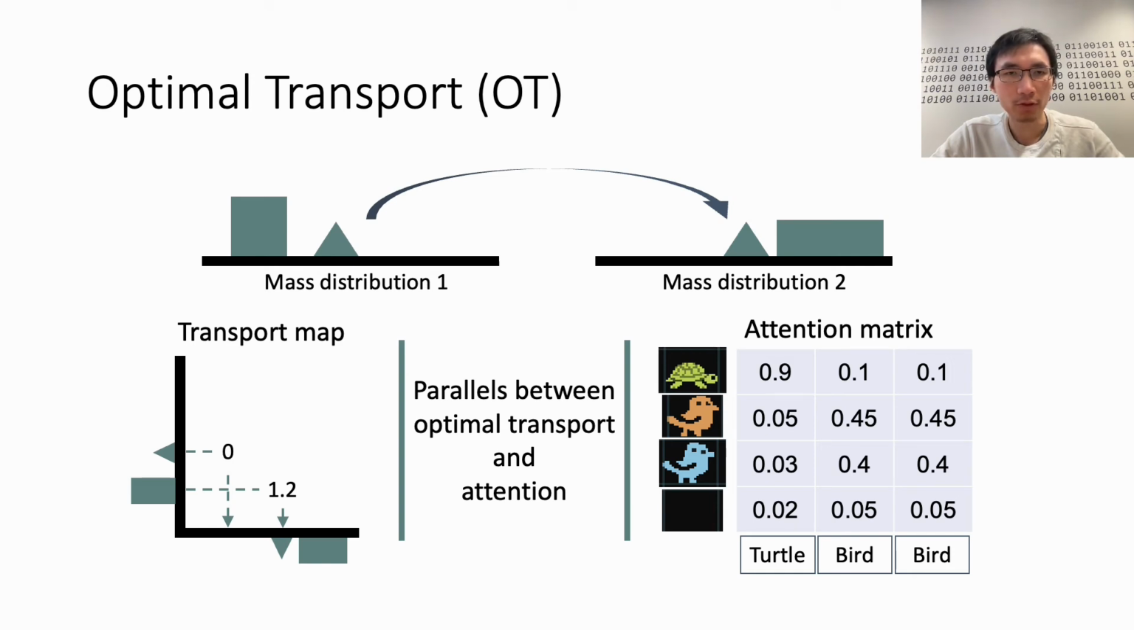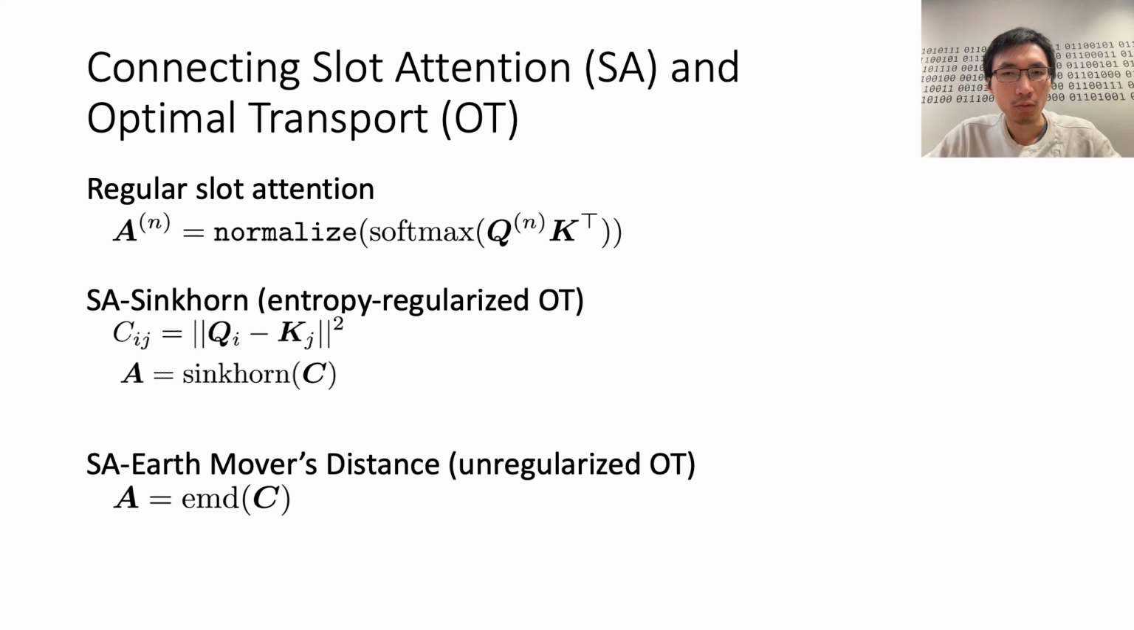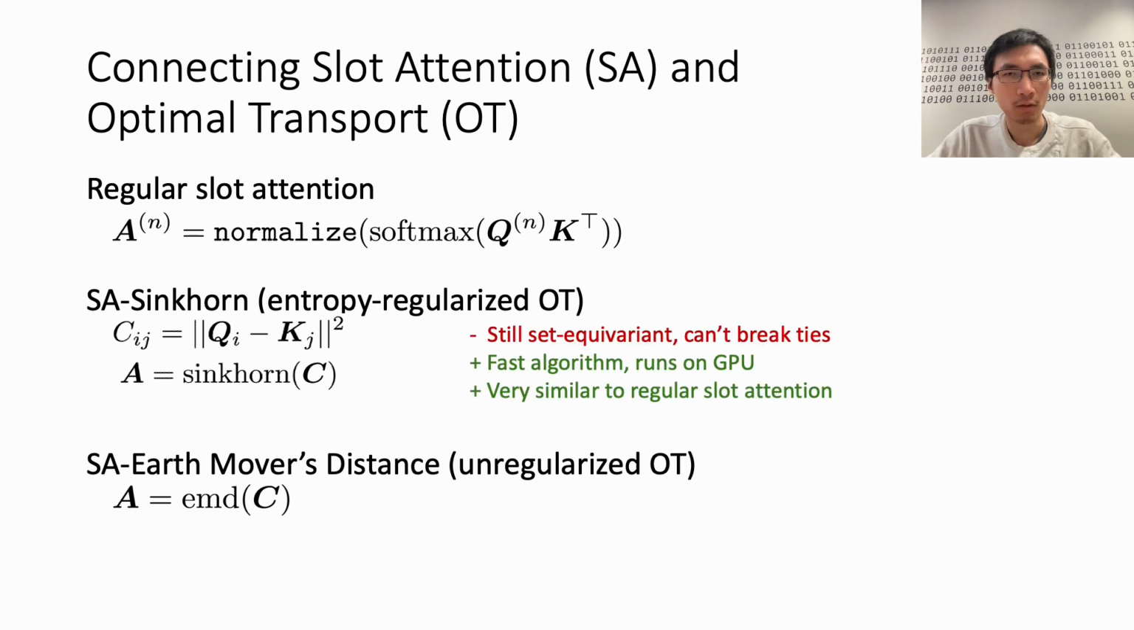Optimal transport is the general problem of moving one distribution of mass to another. Through the lens of optimal transport, attention in humans can be seen as distributing, or transporting, the limited cognitive processing resources over the perceivable information. A similar parallel can be drawn between the attention matrix and the transport map. We integrate different optimal transport algorithms into slot attention, each with different pros and cons.